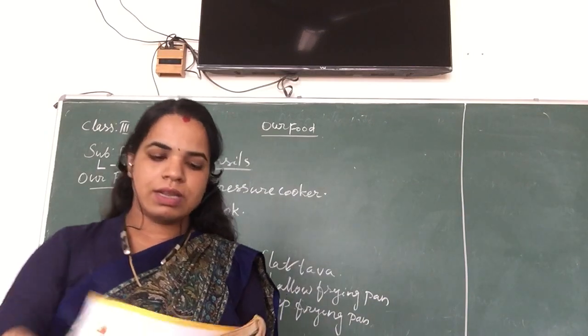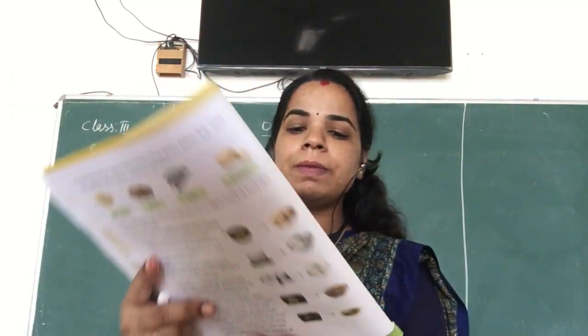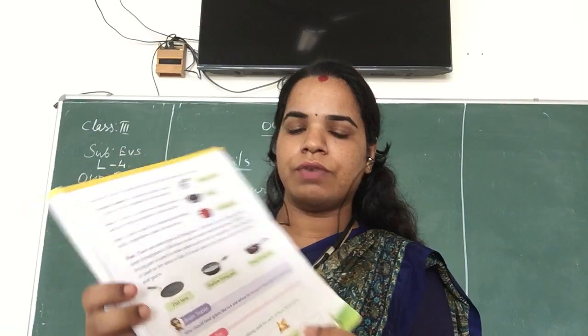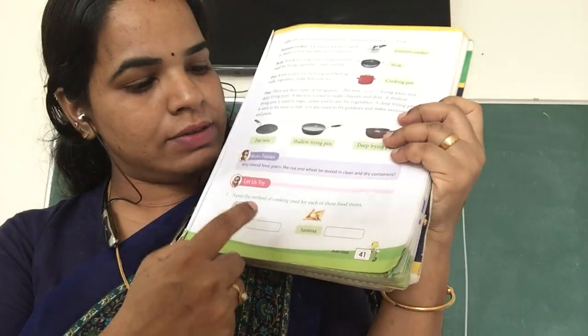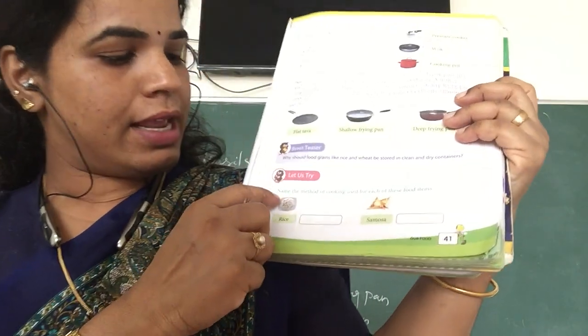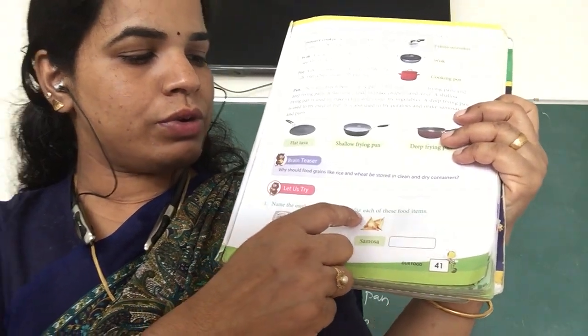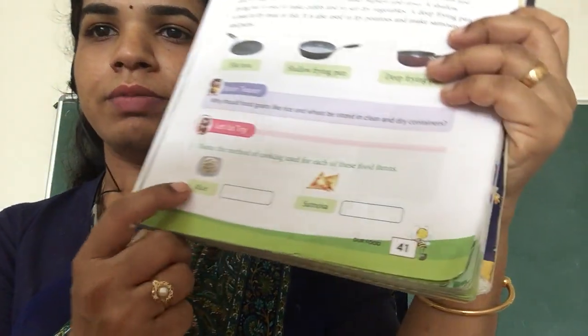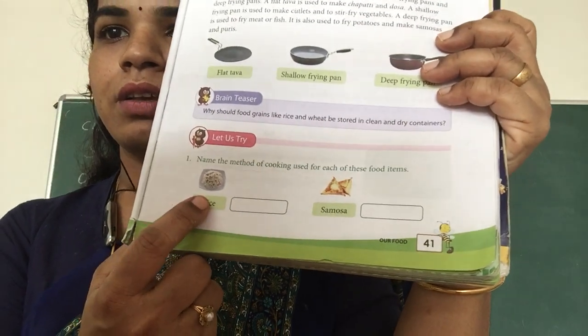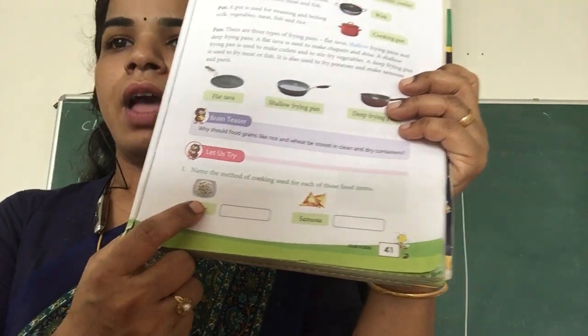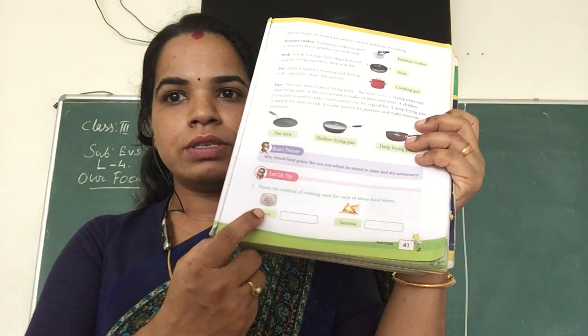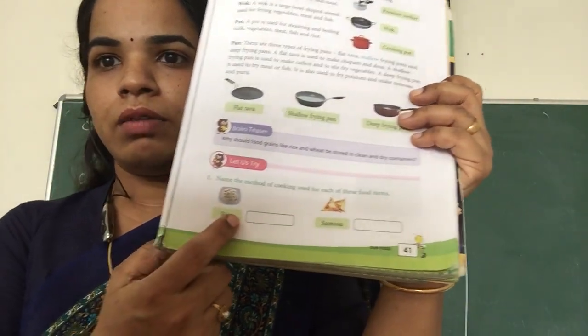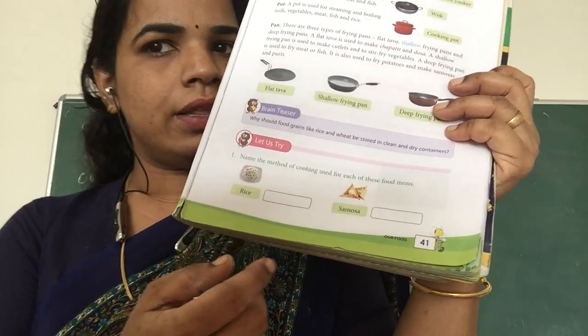And the next one is here: name the method of cooking used for each of these food items. I have already given this textbook in the Google Classroom. First one, you know that one, rice. What method do we have to use? We have to use boiling. We boil the rice and we get the chawal.